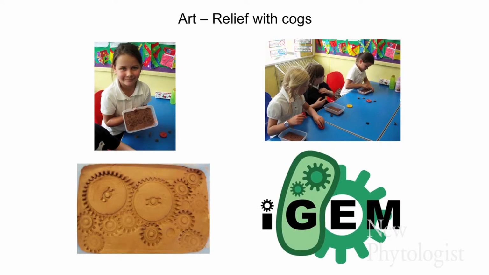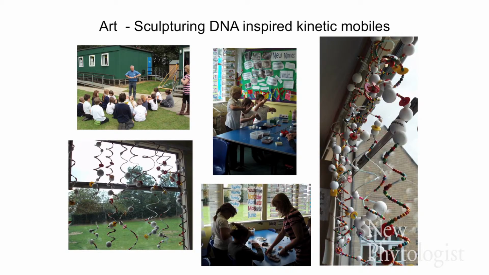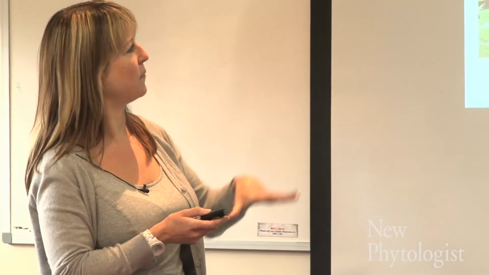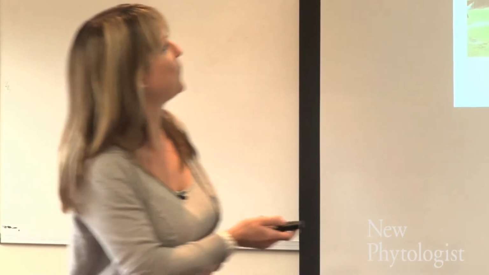So then for the art, we started with a discussion about natural versus man-made, and they used plastic cogs and put them into clay to make a model that kind of represents the iGEM logo. And then they made some DNA-inspired mobiles and decorated them with different motifs. So again, it was kind of going back to the DNA structure. And that was done in one school day, and the children were able to explore the science theme through different ways. So it wasn't exclusive to kids that perhaps didn't get on too well with the science. They were able to contribute.